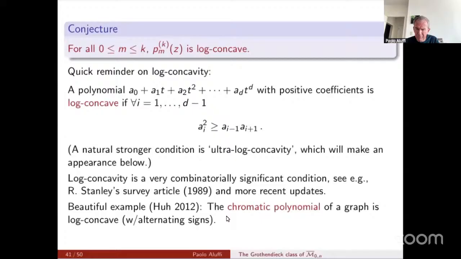Do you know about the chromatic polynomial of a graph? That would be a different talk, but if you know about it, then this is somewhat amazing. It's a polynomial that counts the number of colorings of a graph.